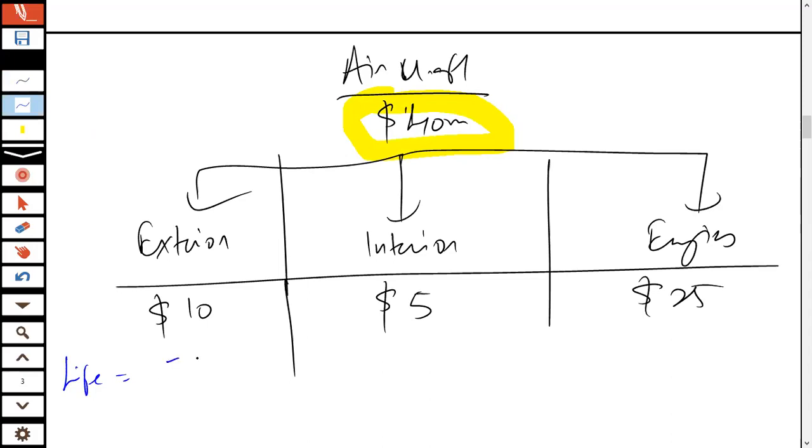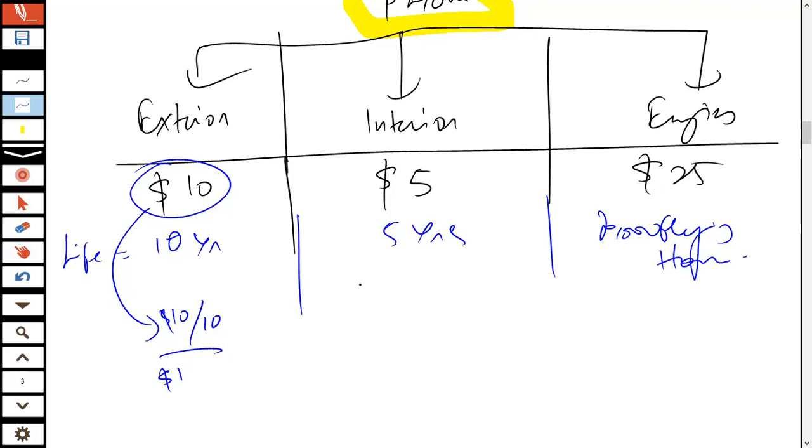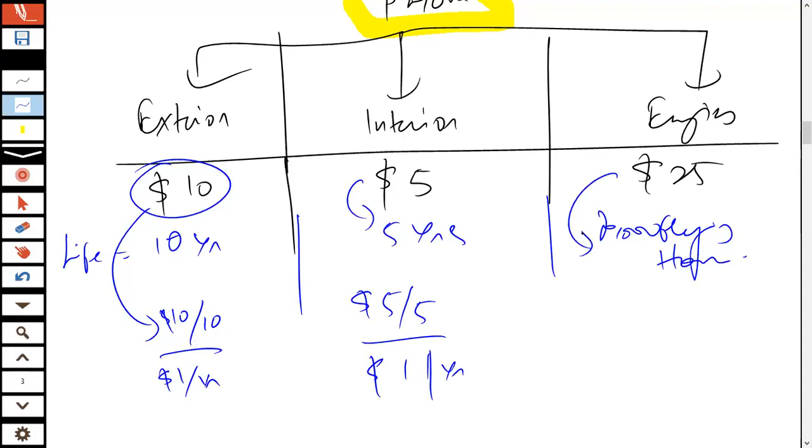Maybe it could be considered as 10 years. Maybe it could be considered as 5 years. Maybe it could be considered as 20,000 flying hours. So there could be different types of lives. So you would depreciate this over the 10-year period: $10 million divided by 10 gives you $1 million per year. This is again $5 million divided by 5 years, which gives you again $1 million per year. And this is $25 million divided by 20,000 flying hours, which is going to be $1,250 per flying hour.